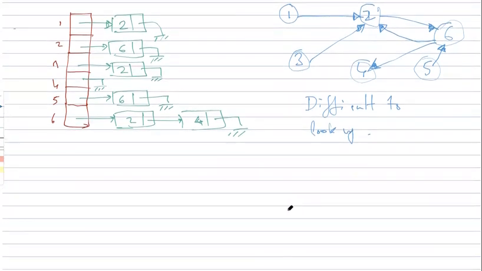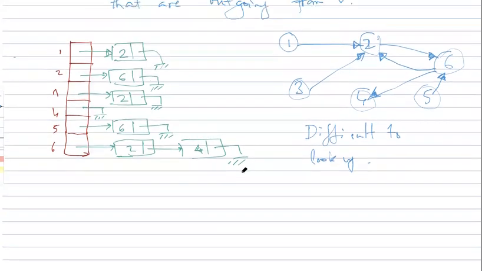Wait, wouldn't it be n squared? Because you have to loop through the... N squared for what? No, you're asking the question, is there an edge from 3 to 2? So you're just looking up with respect to 3, and you have to traverse this particular linked list. So it's order of n in the worst case.